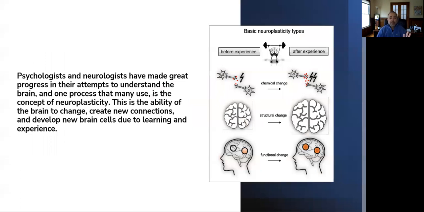Now, psychologists and neurologists have been making great progress in the attempt to understand the brain. And one concept they use is neuroplasticity. This is the ability of the brain to change, create new connections, and develop new brain cells due to learning and experience. Now, this has led to several new treatments for learning difficulties, all of which are based on the notion that the brain can change, right?